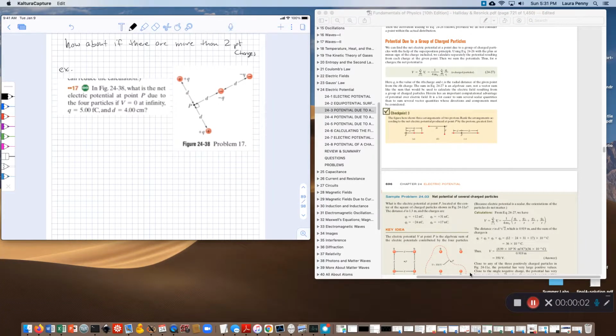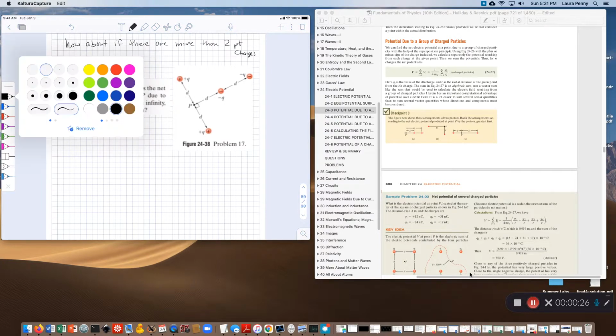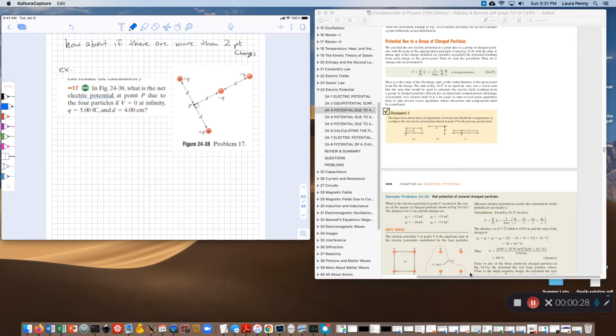Okay, so let's do some more examples from some of the problems that were assigned in the textbook. If you've got more than one point charge, number 17 wants to know what the electric potential is. It says you've got this distribution that shows us 4 different point charges, and they want to know what the net electric potential is. They want to know what V is at this point P.